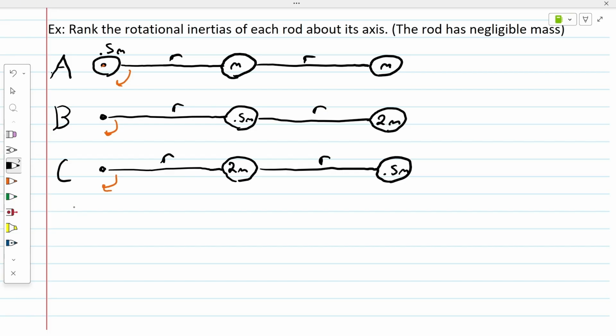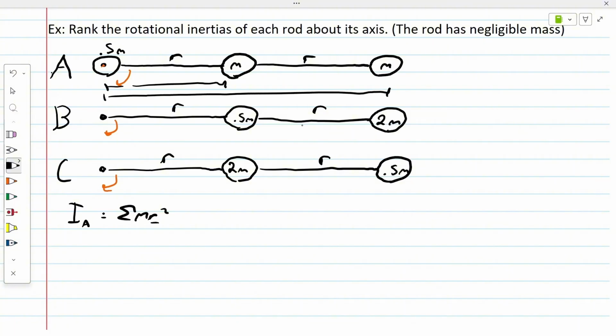Okay, so let's start with the rotational inertia of rod A. So we know it's going to be the sum of the mass times the radiuses. And this radius is going to be from the axis, right? So they're going to have different radiuses for each one of these points. Okay, so if we try to find these sums, well, let's look at the first point. We have a ball right here that is 0.5 m. So we know that's the first mass is 0.5 m. But the radius of this, since it's right on the axis, is just going to be 0. So the radius here is 0 squared, and so this term will go to 0.